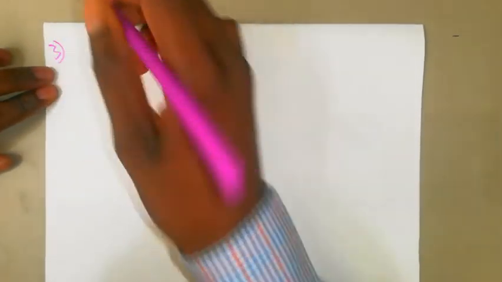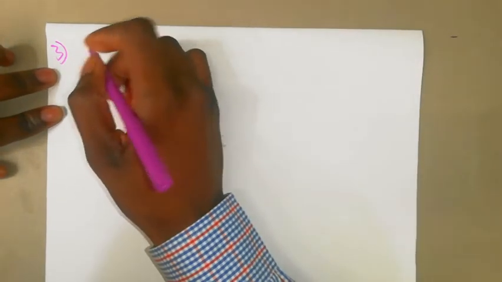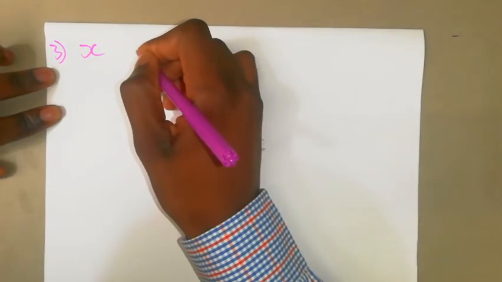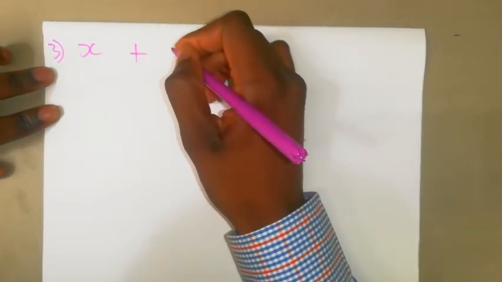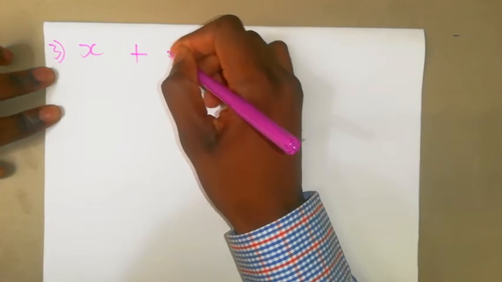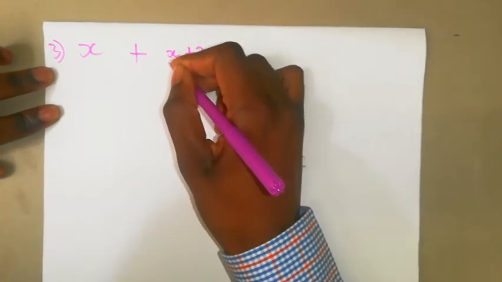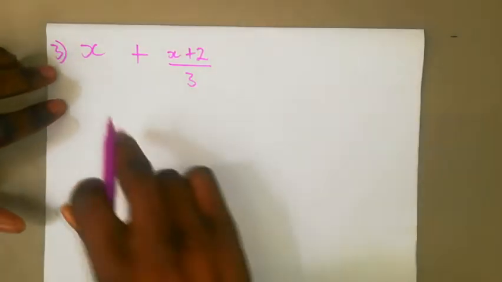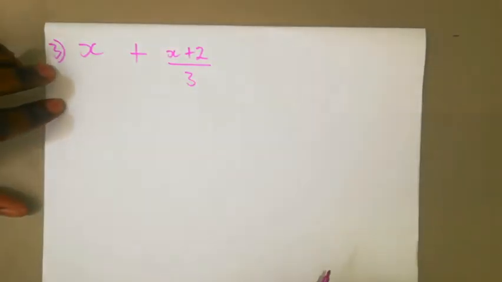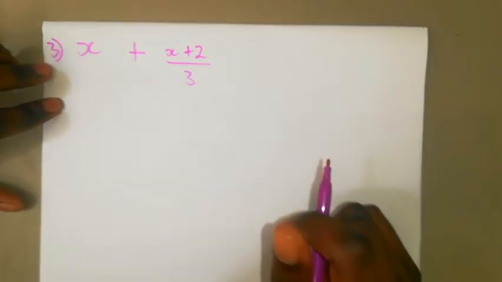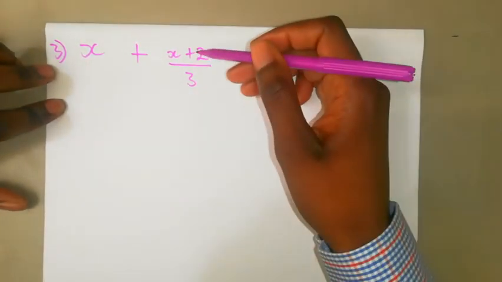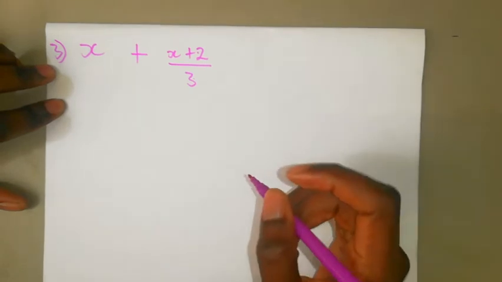Number 3, we'll say, express the following as a single fraction. I would have x plus x plus 2 over 3. Fine. If you see a question coming like this one, it's not yet a quadratic fraction, since I said quad means 4. In this case, we have 1, 2, 3. So it's not yet a quadratic fraction.